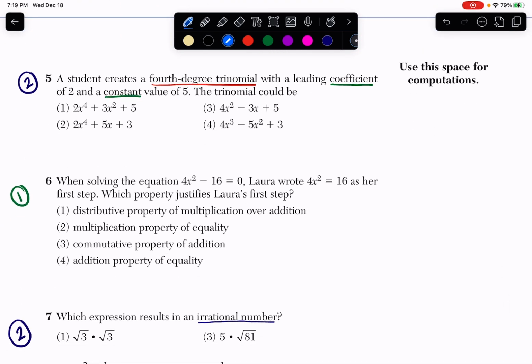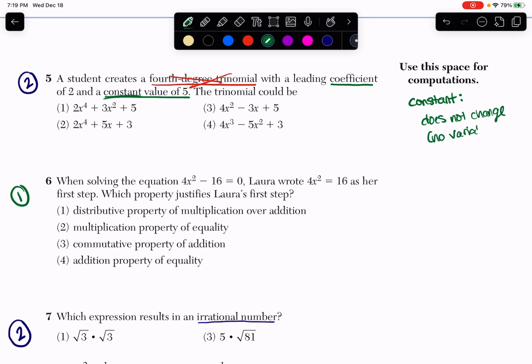Question 5. Here we have some things we don't know, so we just want to focus on what we know, not get distracted by what we don't. We don't know what a fourth degree trinomial is. That will be very fun when we learn it. But I do know what a constant value is. I know that a constant is something that does not change. And so it has no variable.